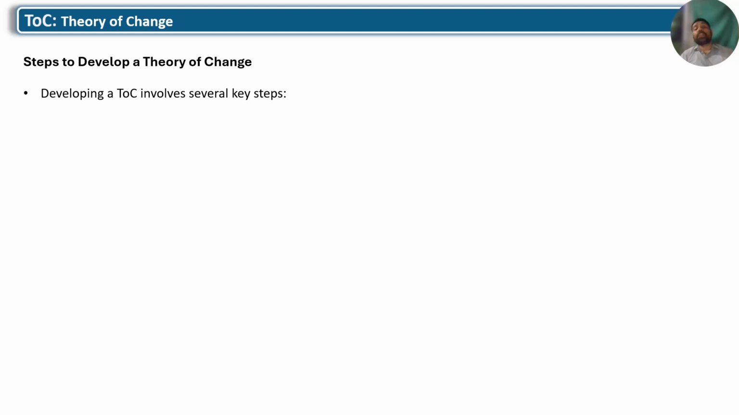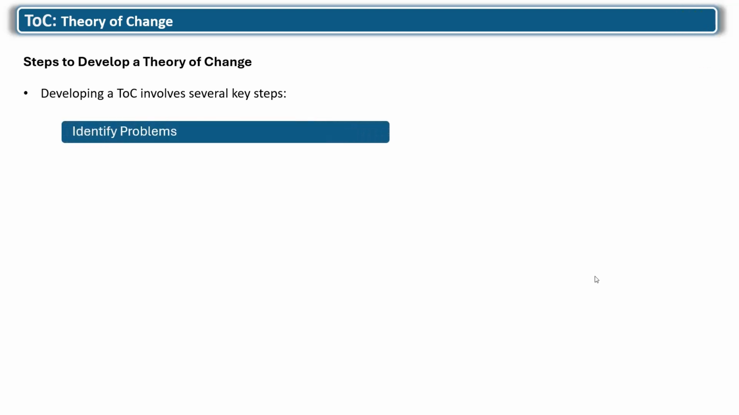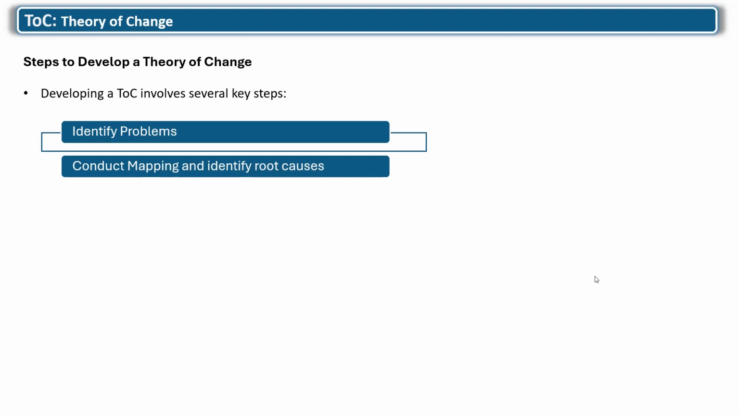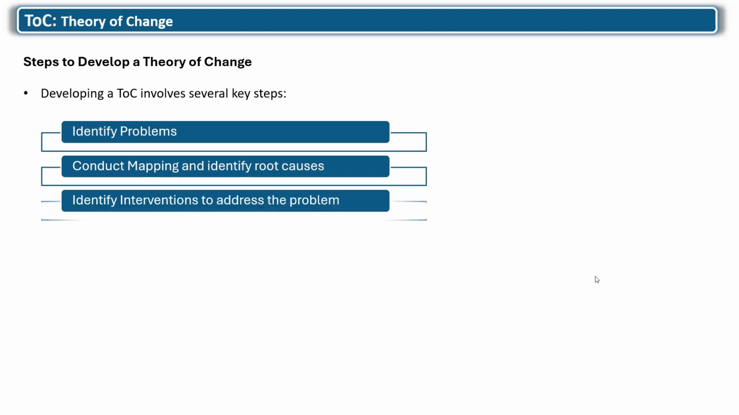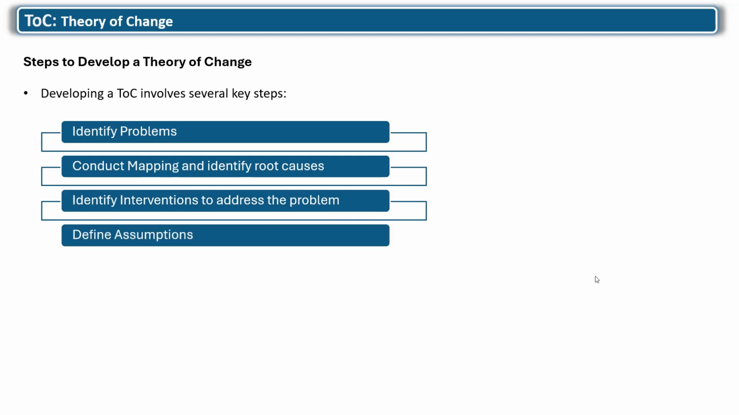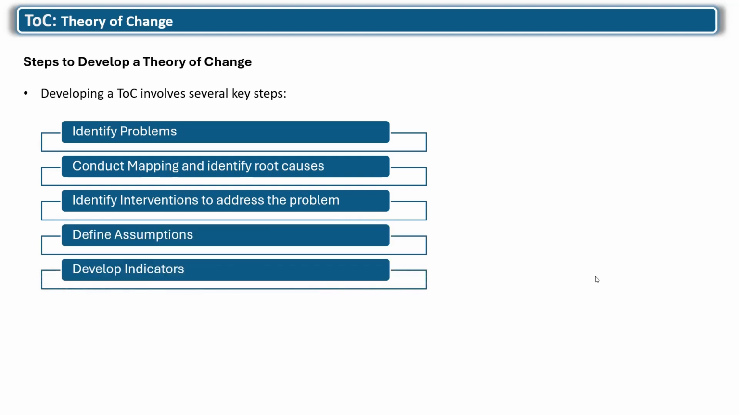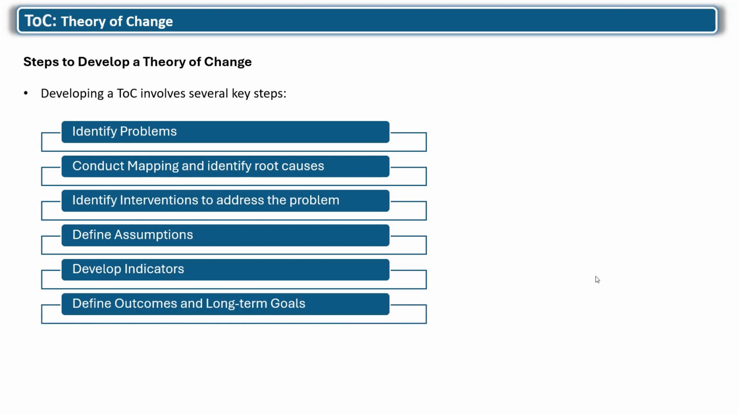Developing a ToC involves several key steps. Step number one is to identify problems, conduct mapping, and identify the root causes of the problem. Identify interventions to address the problem. Define assumptions. Develop indicators. Define outcomes and long-term goals. These are the key steps to develop a theory of change. We will discuss these in detail along with examples for different sectors.